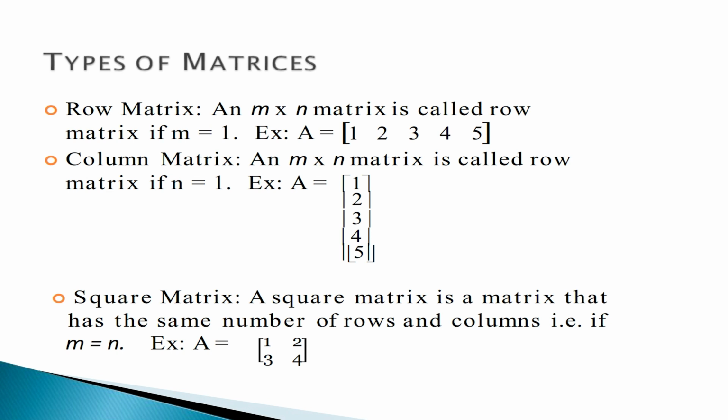Similarly, a column matrix: a matrix is said to be a column matrix if it contains only one column, that is, an m cross n matrix is called a column matrix if n is equal to 1. Next, what is a square matrix? If the number of rows is equal to the number of columns, then it is said to be a square matrix. Here is the example 1, 2, 3, 4, that is a square matrix.